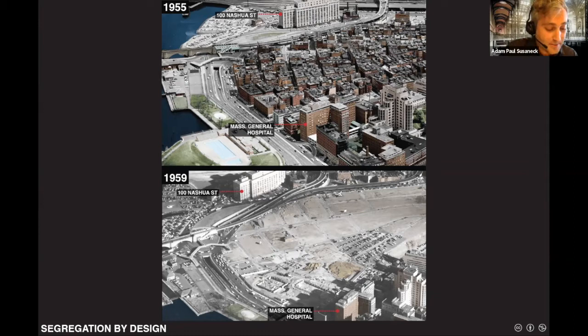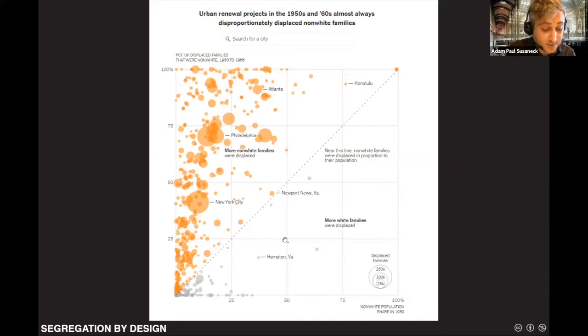This is an example in Boston. The West End was an Italian and Black neighborhood that was completely leveled for an expansion, primarily of Massachusetts General Hospital, as well as many government facilities. Black neighborhoods were targeted with such regularity for urban renewal projects that James Baldwin said at the time, urban renewal means Negro removal. That's what it means, and the federal government is an accomplice to this fact. This chart shows that these urban renewal projects almost always disproportionately affected communities of color.